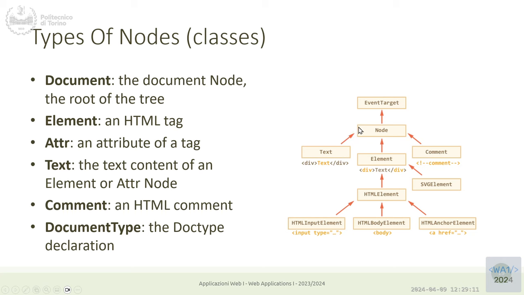Okay? It's a node of type text, a subclass of node called text. And all the attributes like href here or type here are attributes of an element, are nodes of type attribute. So everything you write in the HTML page will be converted either in an element, or in a text node, or in an attribute node. And they are, of course, linked. Okay, an element has a link to its children elements, has a link to its father element, has a link to its text contained inside, has a link to its attribute nodes, and so on. So you can reconstruct everything from this model.